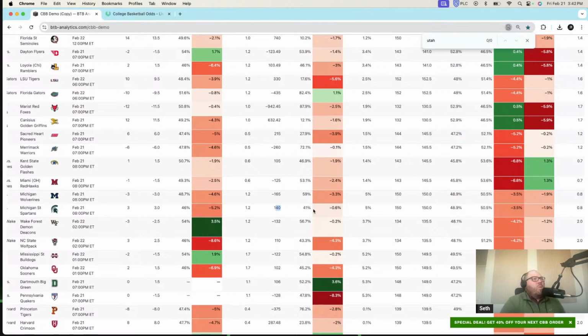MSU all the way, win tonight. What's your favorite pick for tonight? Wright State minus 2.5 is what I have.